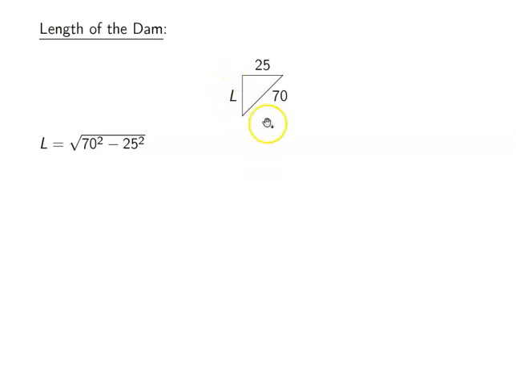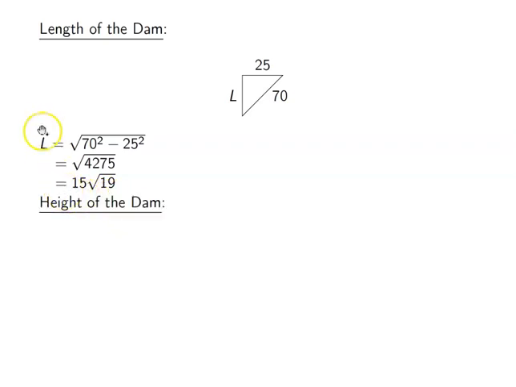In order to find L, I again just use the Pythagorean theorem. So square this and square this, and I find the distance between them and square root it. So that's square root 4275, and then that exact value is 15 root 19. We will be using this exact value so we do not get a decimal approximation error in our final step. We always, always, always use exact values as long as possible. So 15 root 19 is the length.